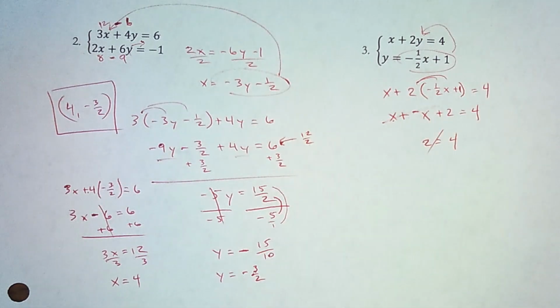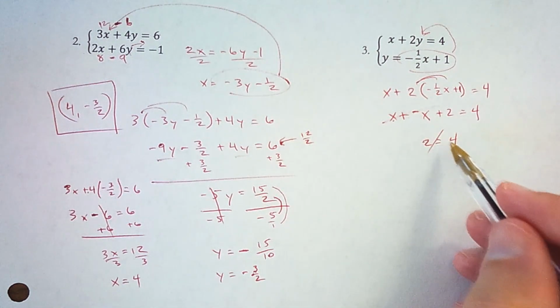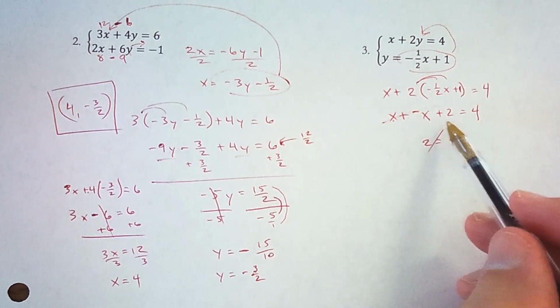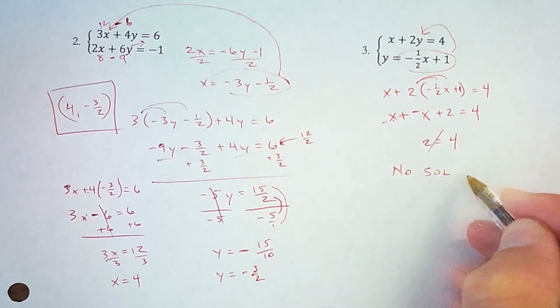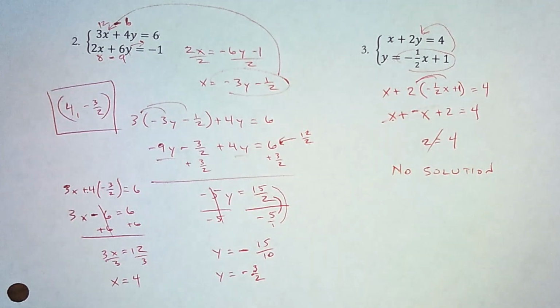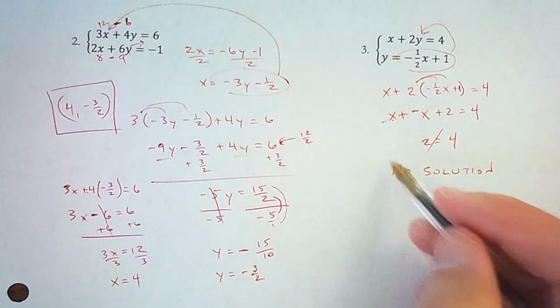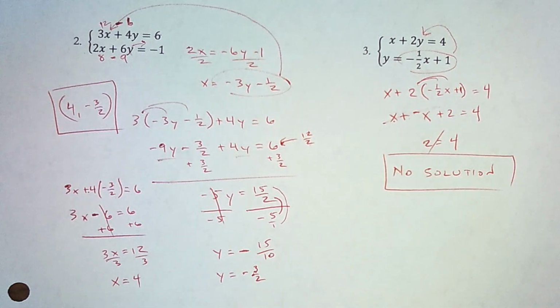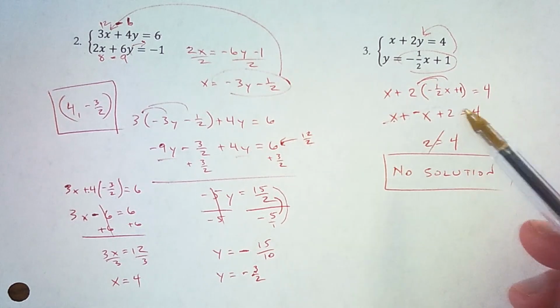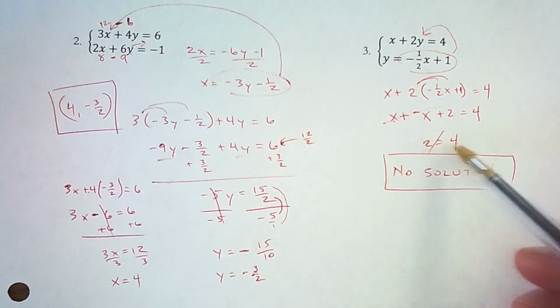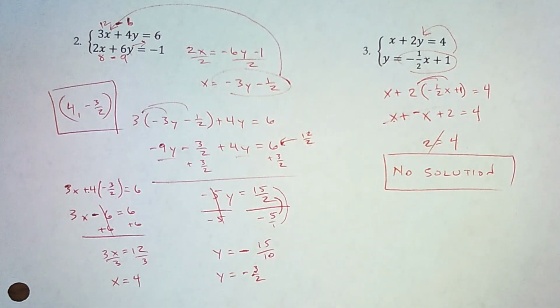But I know 2 does not equal 4. That is not a true statement. When all the variables just disappear like this and we get a false statement, we would say no solution. These are parallel lines. They do not intersect. So there is no solution. Now what if we were to have gotten 4 equals 4? So all the variables went away and we got a true statement, 4 equals 4. That's a case where we would say the lines are one line right on top of the other, and there's an infinite number of solutions.